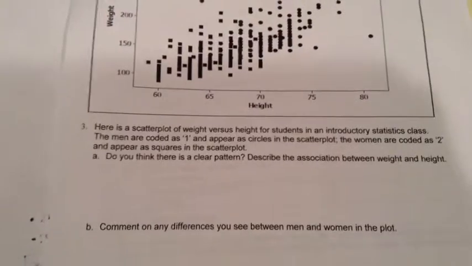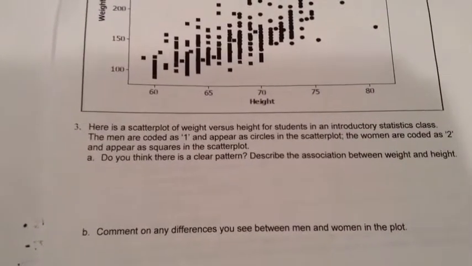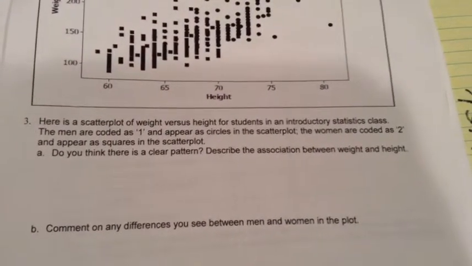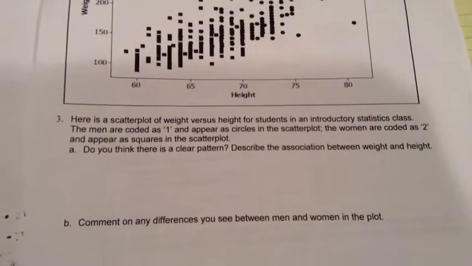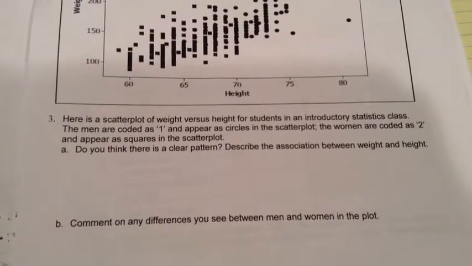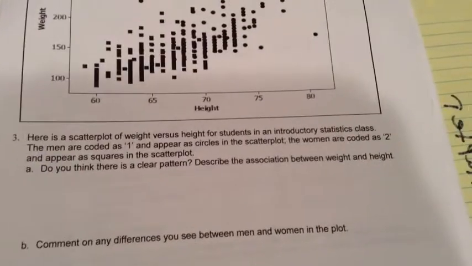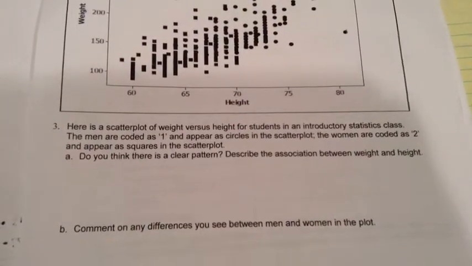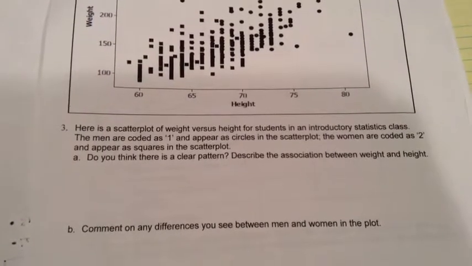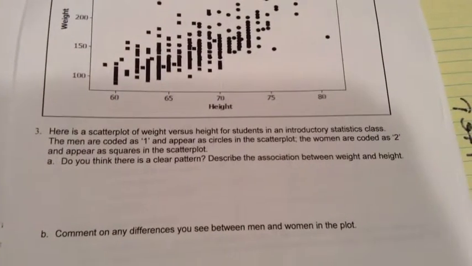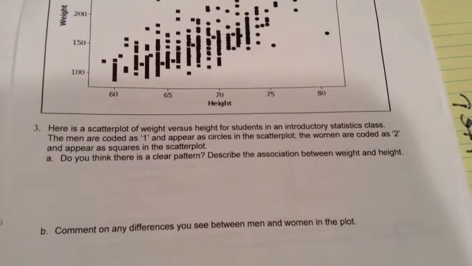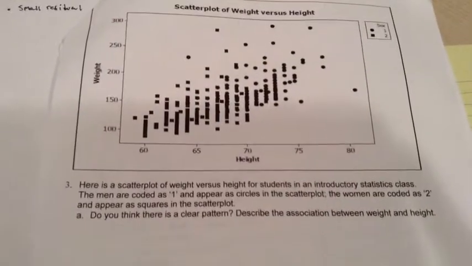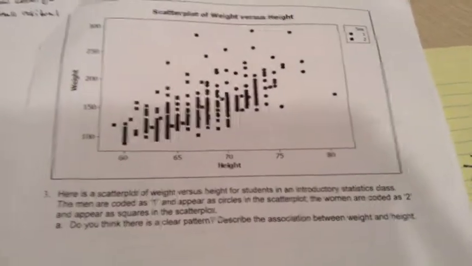Alright, one more problem for you guys. Here's a scatter plot of weight versus height for students in an introductory statistics class. The men are coded as 1 and appear as circles in the scatter plot. The women are coded as 2 and appear as squares in the scatter plot. Do you think there is a clear pattern? Describe the association between height and weight. I will pause the video on the scatter plot and you guys can answer the question.